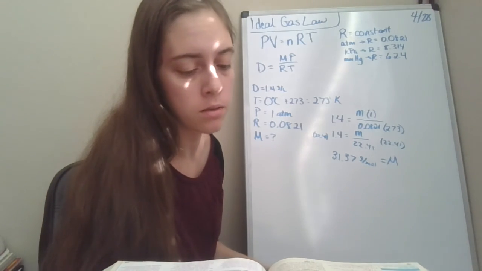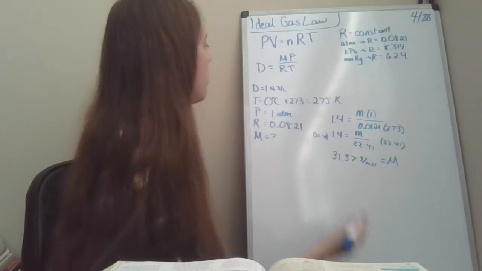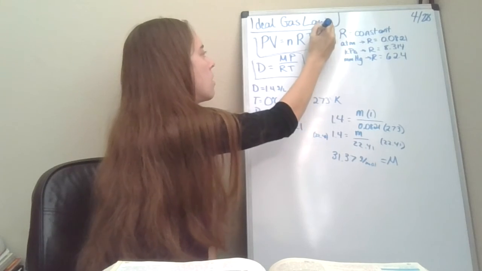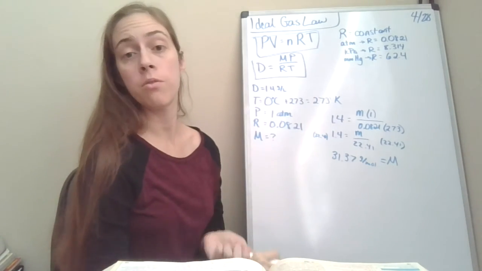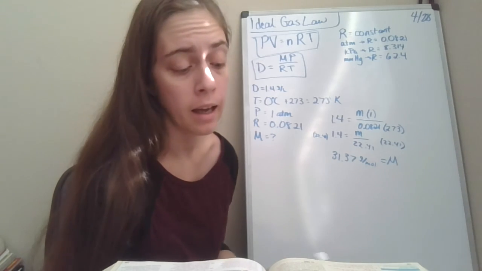So again, we're just plugging things in. Okay. So this is your equation rewritten for density. This is your initial ideal gas law. All you do is figure out what you have. You write down those variables. You plug it in, and you go.